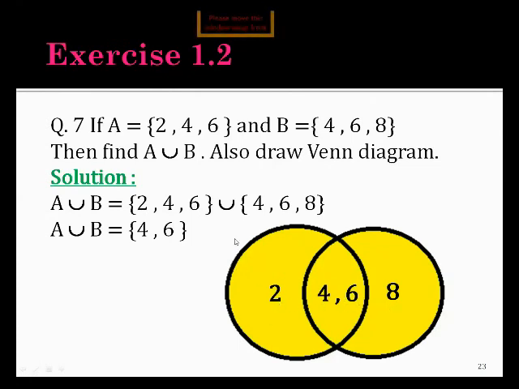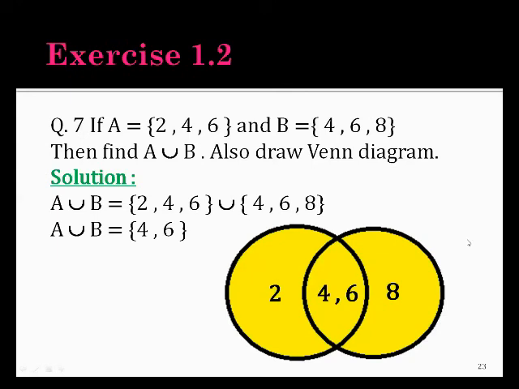I already told you the answer of this solution is 2, 4, 6 and 8. It means all the elements in both sets. So it is the union of the two sets when they are overlapping with each other. And we shade all the parts of this Venn diagram, because this shading or this color is showing the union between these two sets.